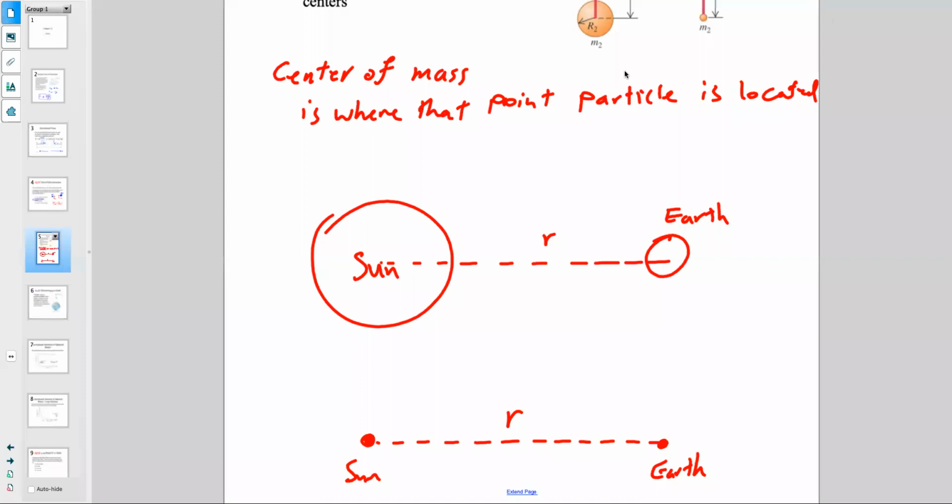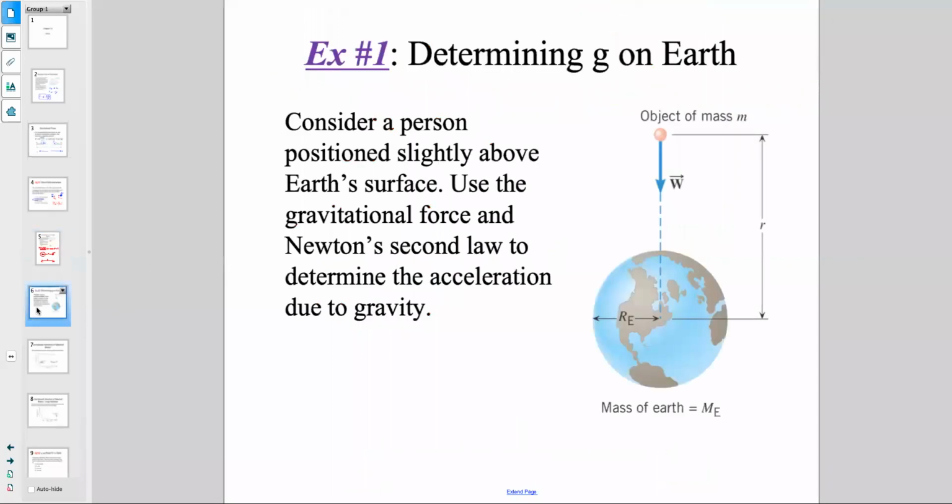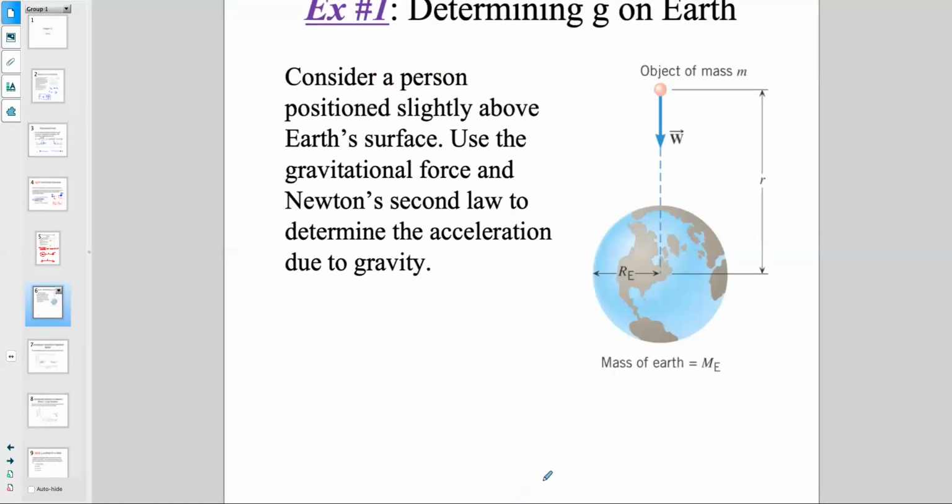We can think of each object as a point particle located at its center of mass. So let's go over one example here. Example number 1, determination of g of Earth. Consider a person positioned slightly above Earth's surface. Use the gravitational force and Newton's second law to determine the acceleration due to gravity. In other words, we have an object of mass m, being just a little bit above the Earth's surface.